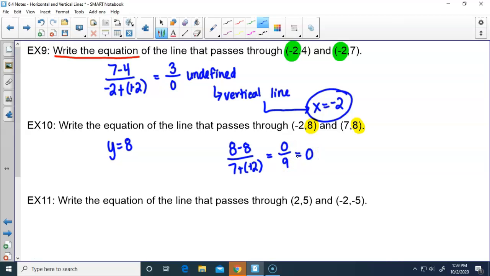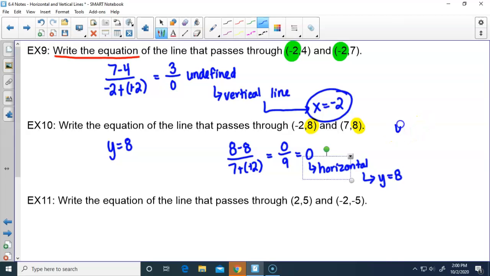Now, you actually can do y equals mx plus b here if you forget what to do next. Again, quickest thing to do, 0 slope tells us horizontal, which tells us that y equals a number, which in this case is 8.